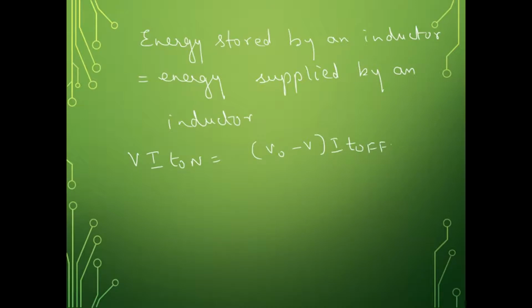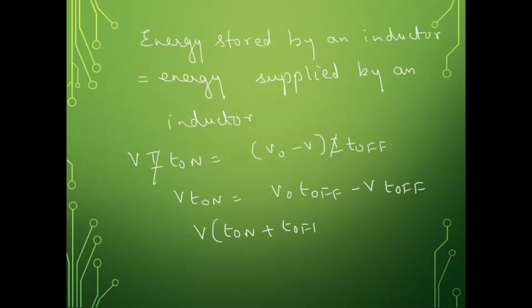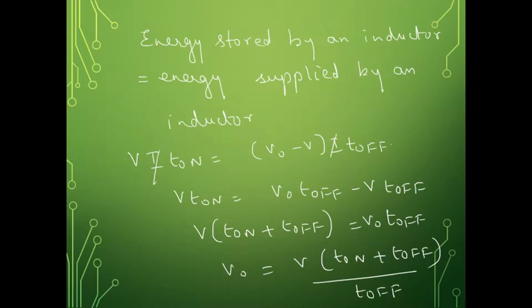So how can we get the expression for V naught? So this I and I get cancelled. We have V into T on is equal to V naught into T off minus V into T off, or V into (T on plus T off) is equal to V naught into T off, or V naught is equal to V into (T on plus T off) divided by T off. So this is the expression for V naught.